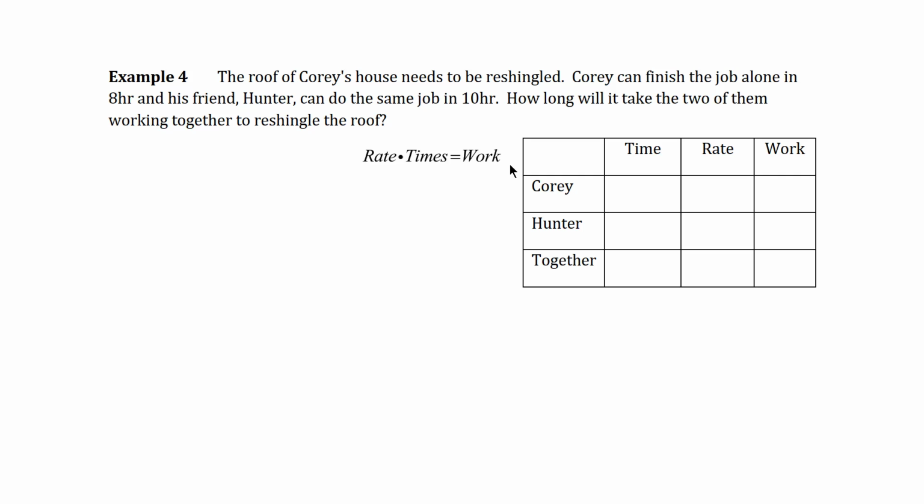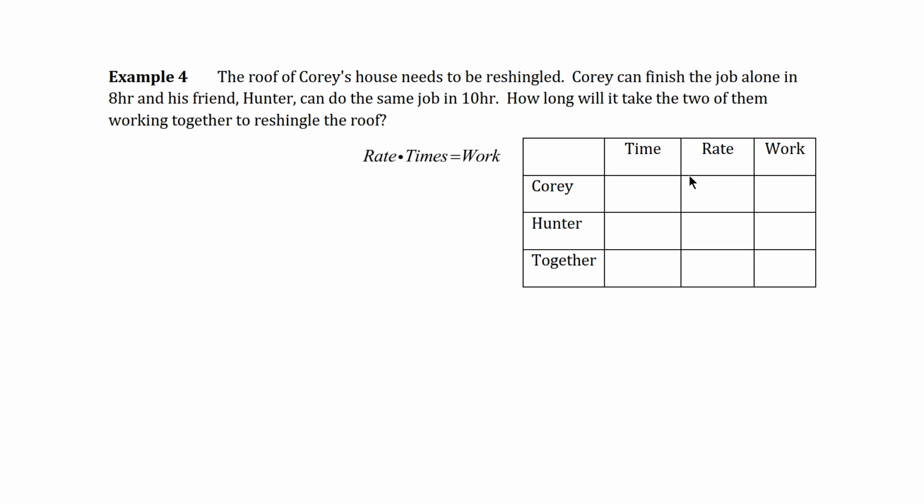So I have 3 rows and 3 columns. For the first row, this represents Corey, the second row represents Hunter, and the last row represents them working together. For the first column, this represents time, the second column represents rate, and the third column represents the work. Next, let's fill in our chart.